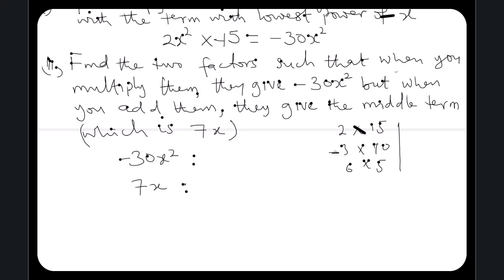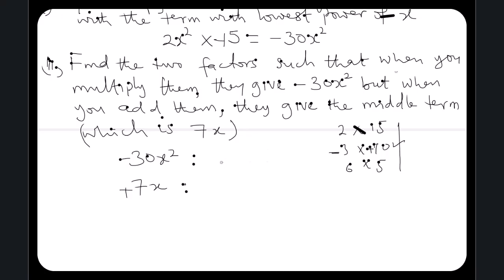It is this one. Don't forget, this one must be plus 7x. So you look at this pair very well and see how you can add them to give you 7x. For you to add them to give you 7x, you must say 10x minus 3x. That means this 10 must be positive and this 3x must be negative. If one is minus and the other is plus, minus 3 times 10 will give you minus 30.